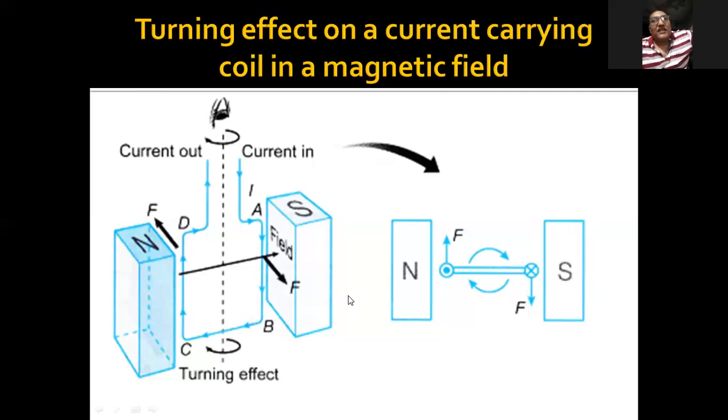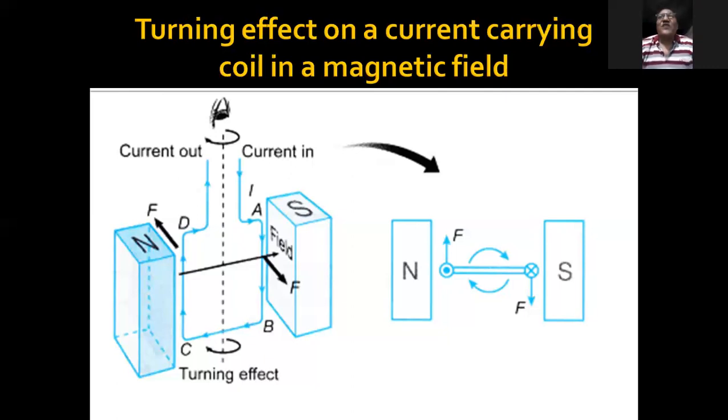So here we have taken the top view of this whole thing. This is the side AB from the top view. So it's experiencing a force like this, and this CD side is experiencing a force in that direction. And this coil is axled here. So it's like a pivot. So around it, the coil can rotate.